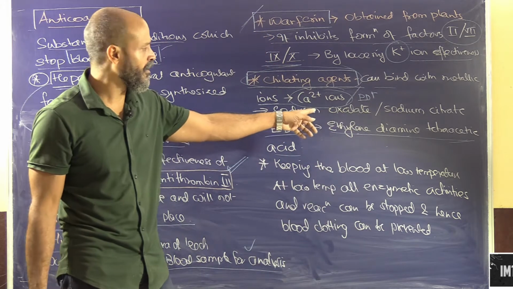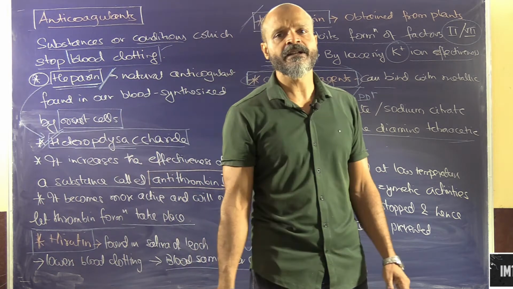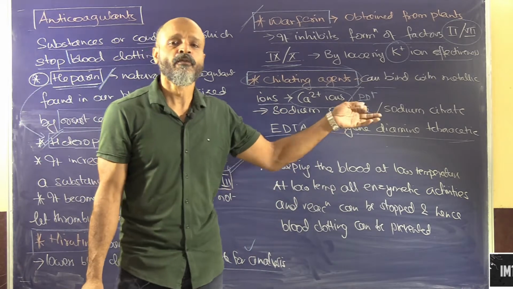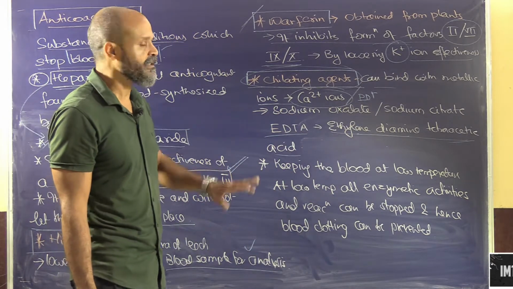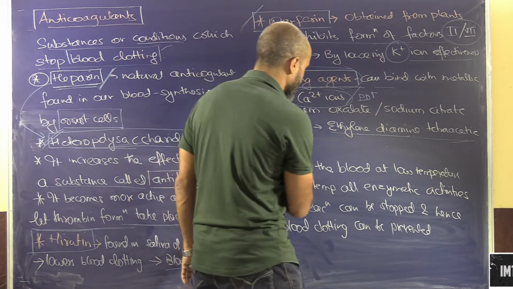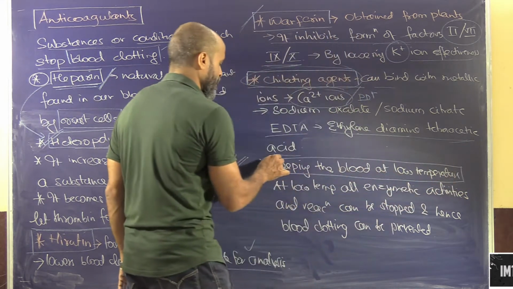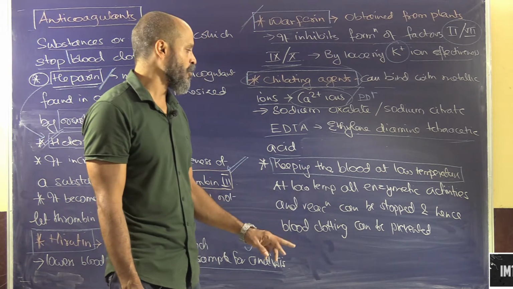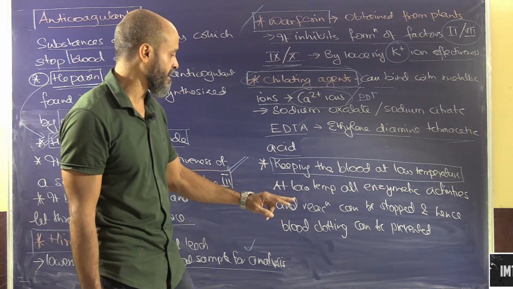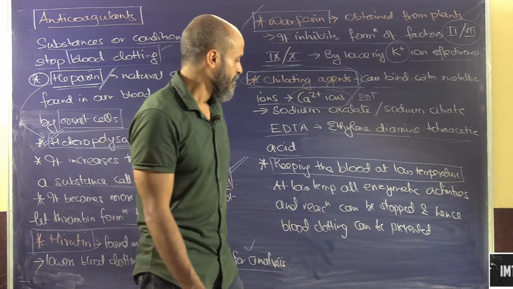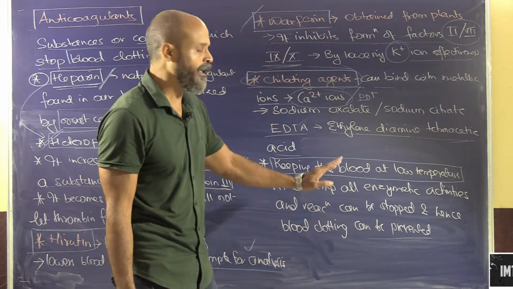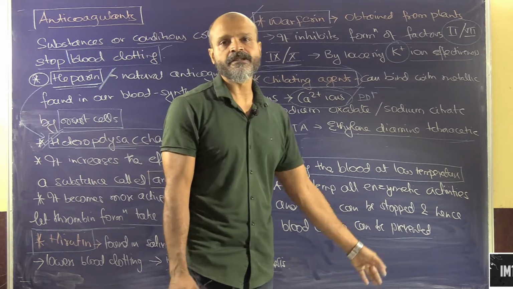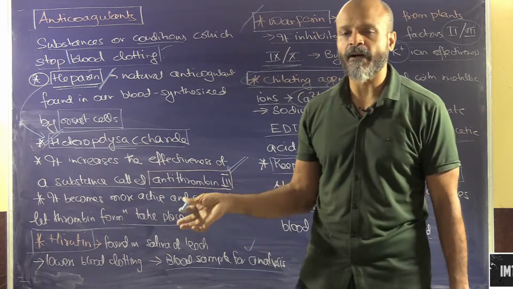As we saw in the earlier slides, calcium ion is factor 4 and a very essential constituent of the entire cascade mechanism wherein clotting happens. So this can be done. Now keeping the blood at low temperature is another option. Wherever blood banks are there, blood is kept at low temperatures. At low temperatures, all enzymatic activities and reactions can be stopped, and hence blood clotting can be prevented. So this is how we can take care of the blood clotting part.